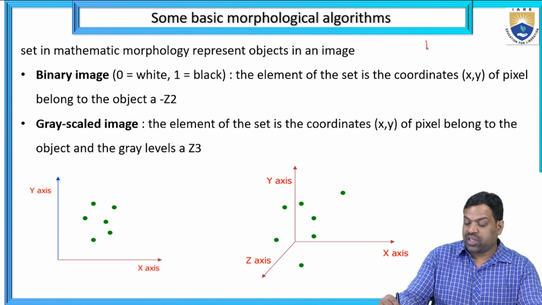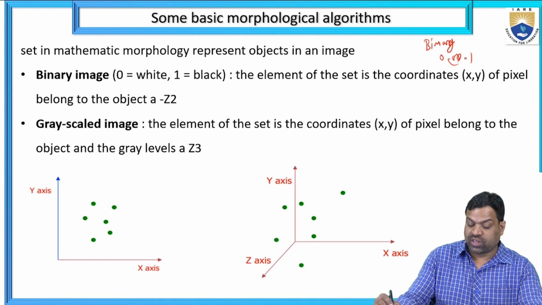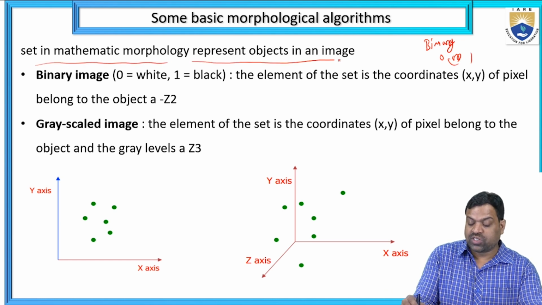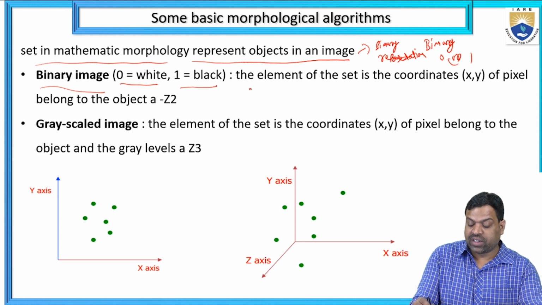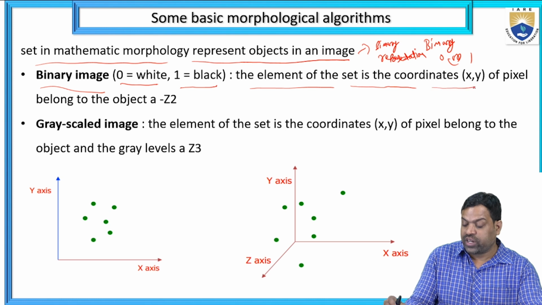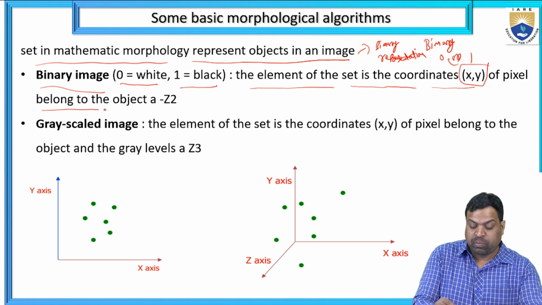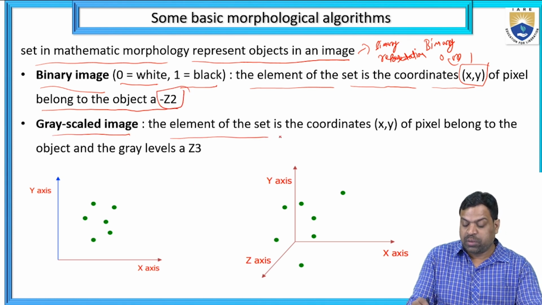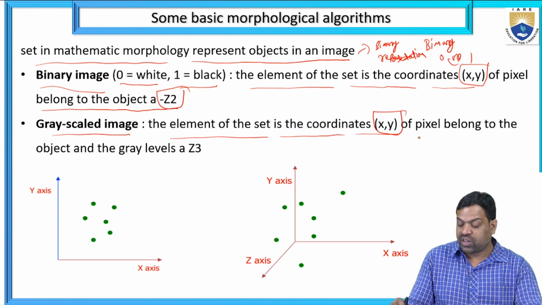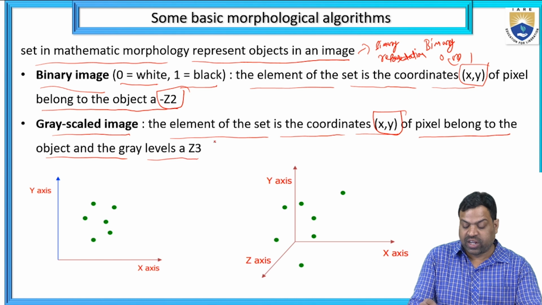When I am taking the image, it is in the form of binary, that means 0 or 1. So mathematical morphology represents the object in the image as a binary representation. In the binary image, 0 equals white, 1 equals black. The element of the set is the coordinates x, y of a pixel belonging to the object in Z2. When I am going for the grayscale image, the element of the set is the coordinates x, y of the pixel belonging to the object and the gray level, in Z3.